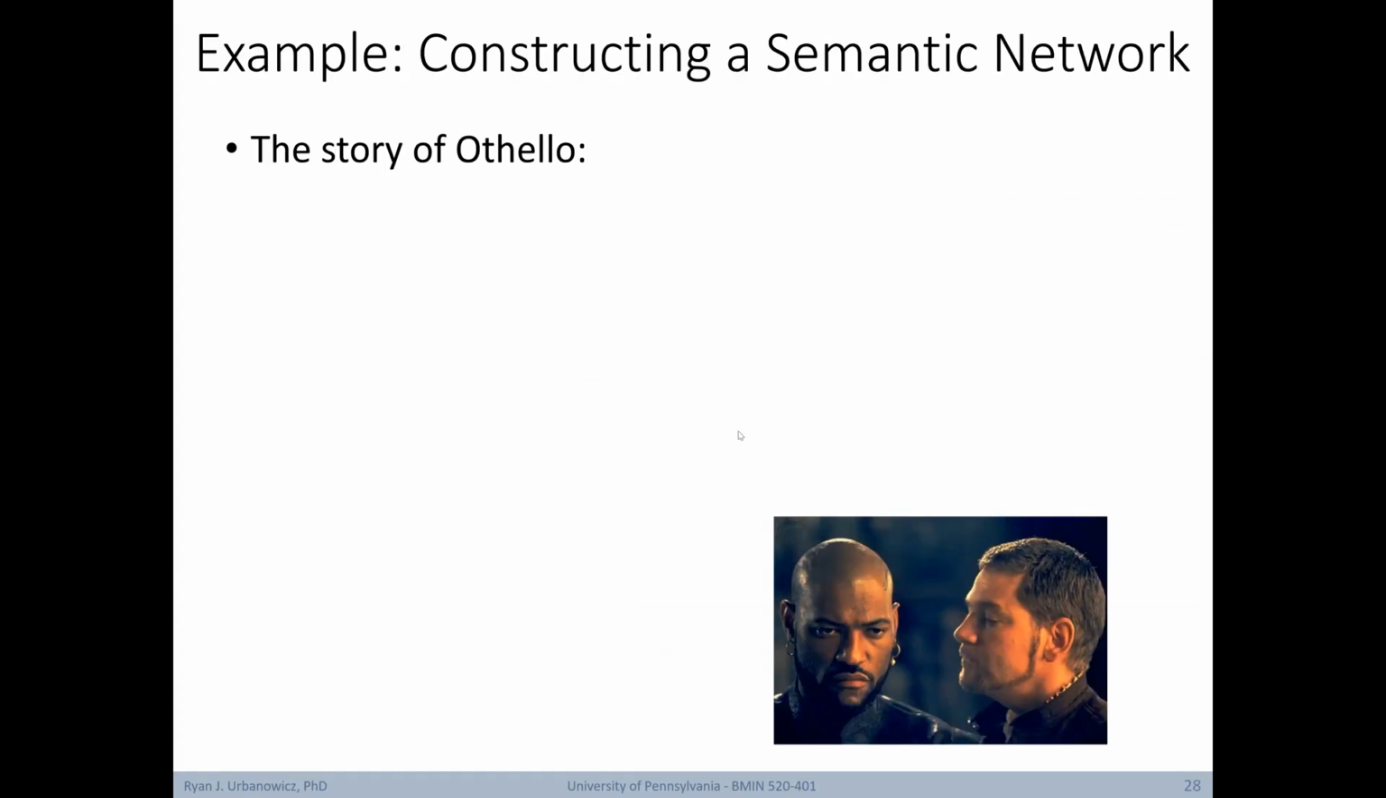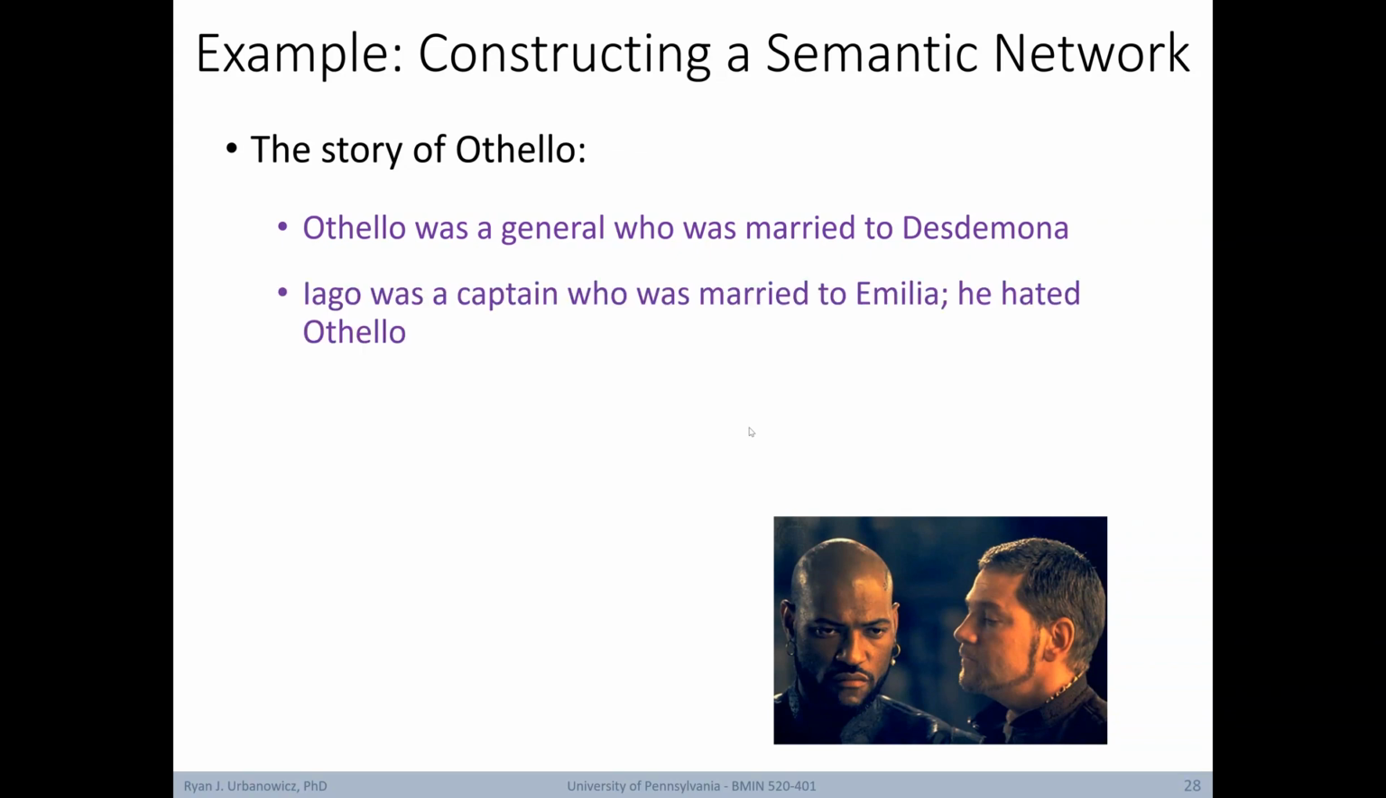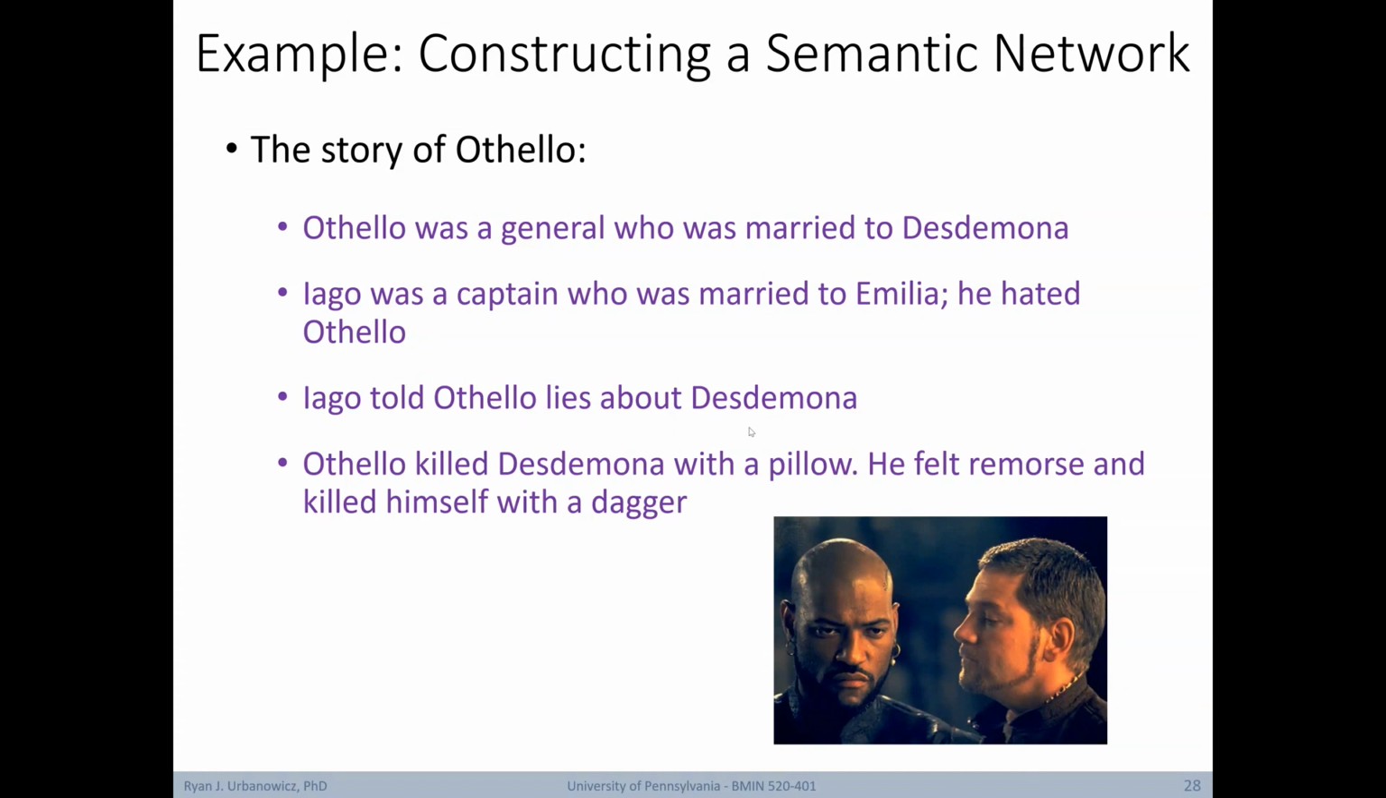Let's go through a quick example of constructing a semantic network from the ground up. Let's walk through this using the example of the story of Othello. First off, Othello was a general who was married to Desdemona. Iago was a captain who was married to Emilia, and he hated Othello. Iago told Othello lies about Desdemona, and Othello killed Desdemona with a pillow. He felt remorse and killed himself with a dagger.